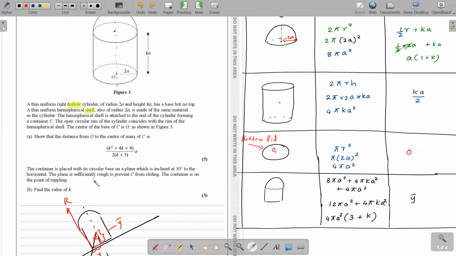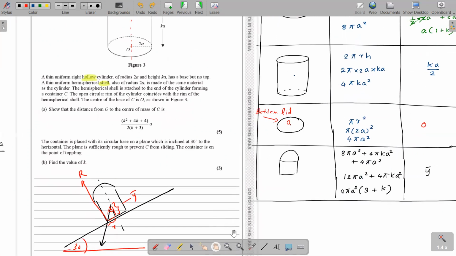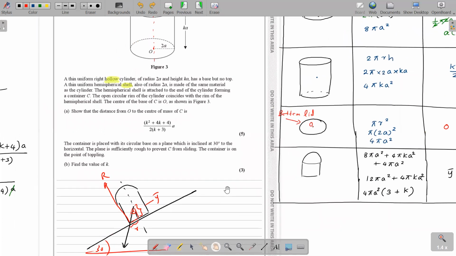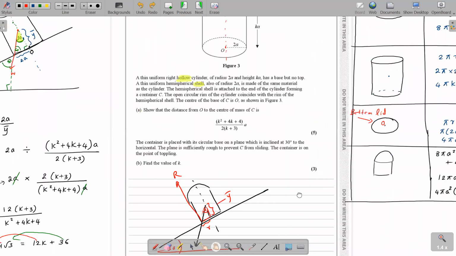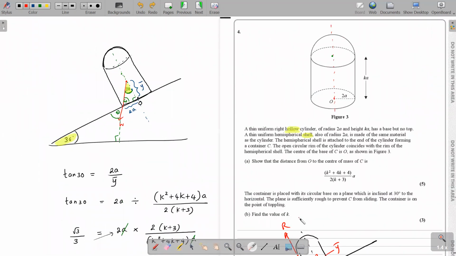The container is placed with its circular base on a plane which is inclined at 30 degrees to the horizontal. The plane is sufficiently rough to prevent C from sliding. The container is on the point of toppling. Find the value of k. So guys, this is from chapter 6, where you talk about sliding and toppling. They keep the container on this inclined plane, inclined 30 degrees to the horizontal, rough enough to prevent sliding, and the container is on the point of toppling.